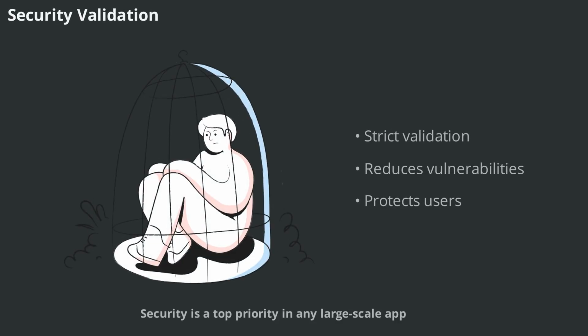Security is a top priority in any large-scale app. Your deep linking pipeline should include strict validation at every stage. This means checking for valid URIs, verifying user authentication, and enforcing authorization rules. By building security into your architecture, you reduce the risk of vulnerabilities and protect both your users and your business.